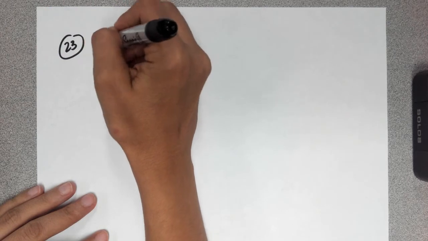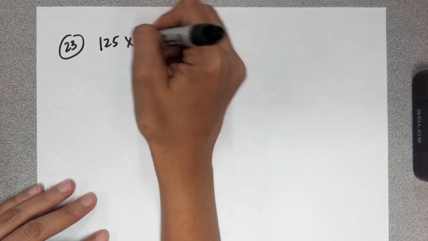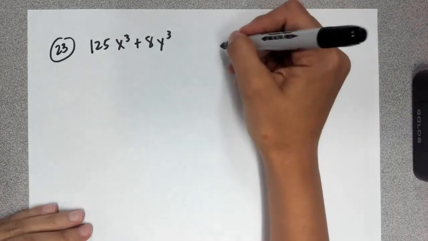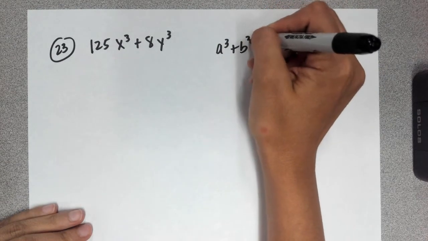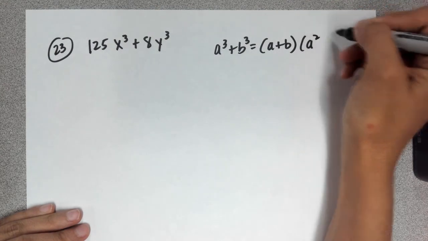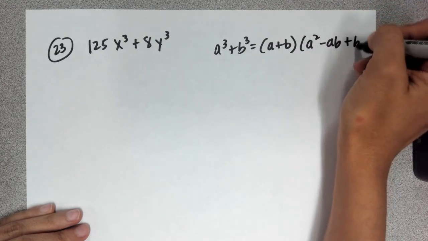Okay, so look at section number 6, sum and difference of cubes. So this is number 23, guys. So you have 125x cubed plus 8y cubed. Alright, the formula is a cubed plus b cubed. You need to know this for tomorrow. It's a plus b, a squared minus ab plus b squared.